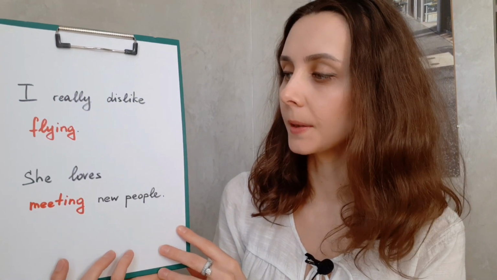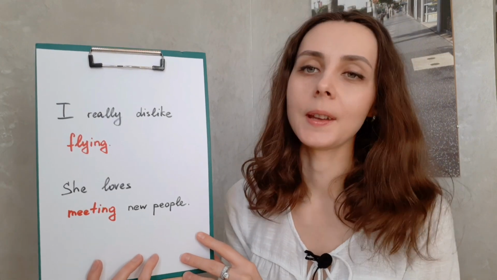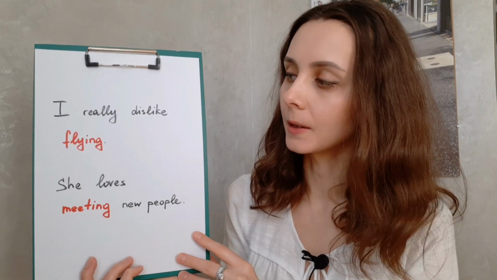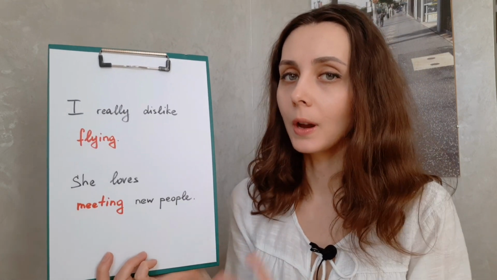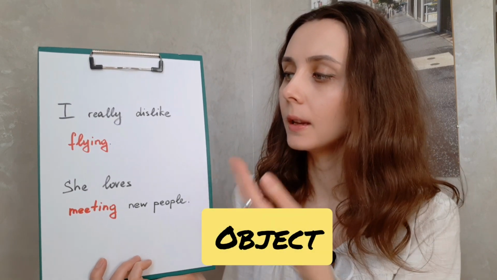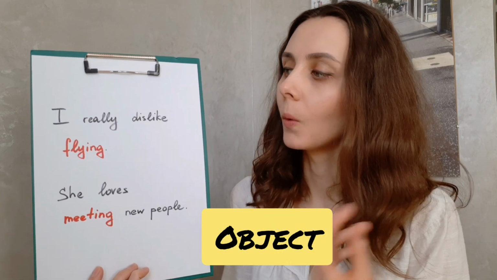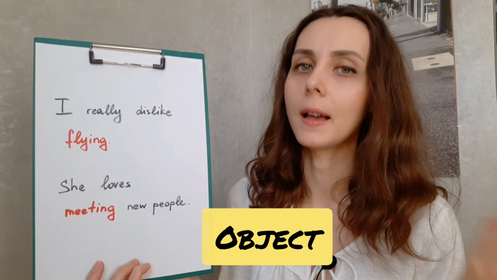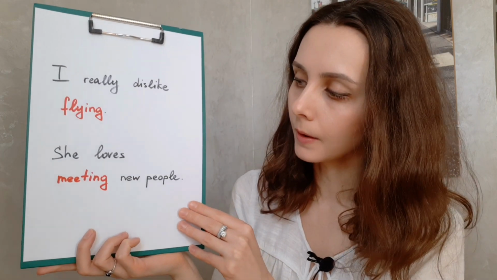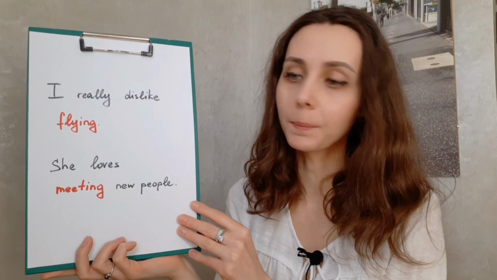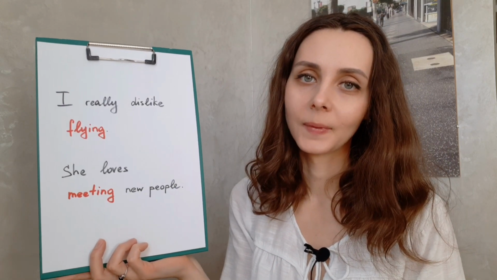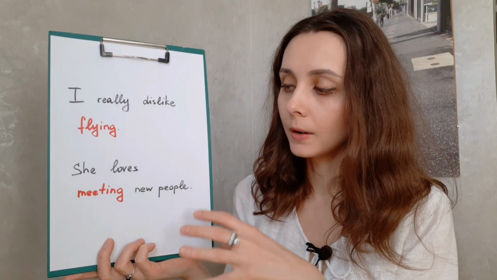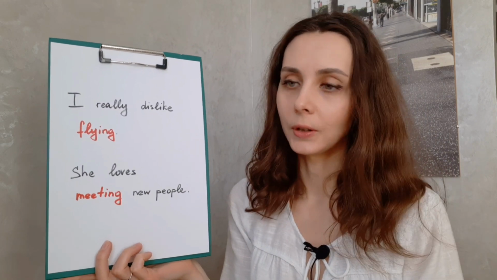Let's take a look at another example. So I really dislike flying. So in this sentence we have gerund and it's flying. But now it's not a subject anymore. So now gerund is an object. I really dislike what? What do I dislike? I dislike flying. In the next sentence, she loves meeting new people. So gerund is meeting. She loves doing what? Meeting new people. So in this sentence, gerund is also an object.